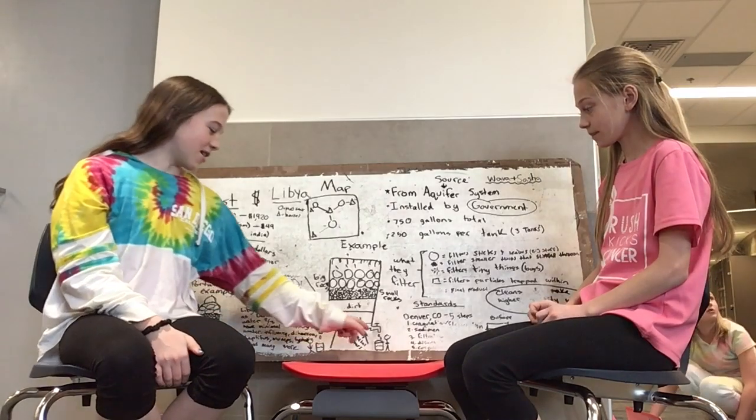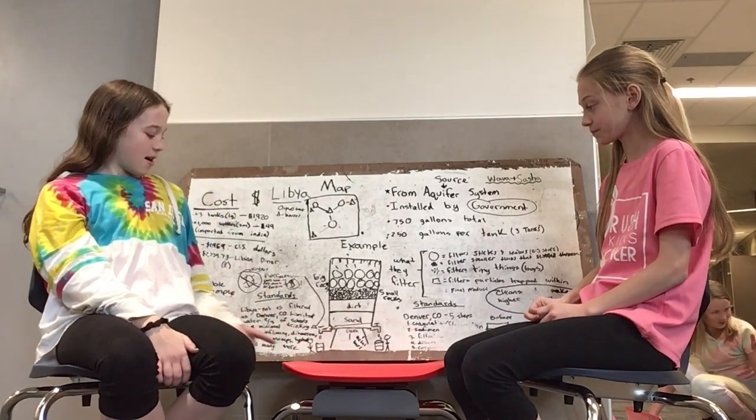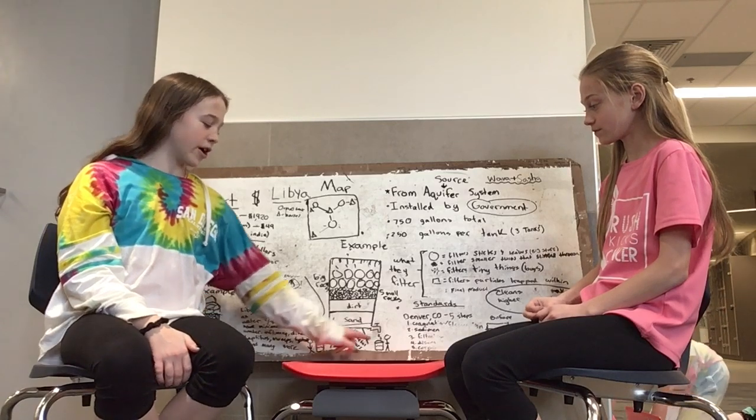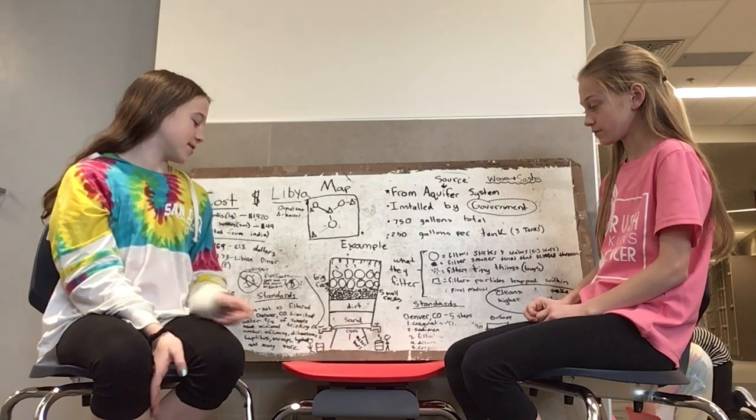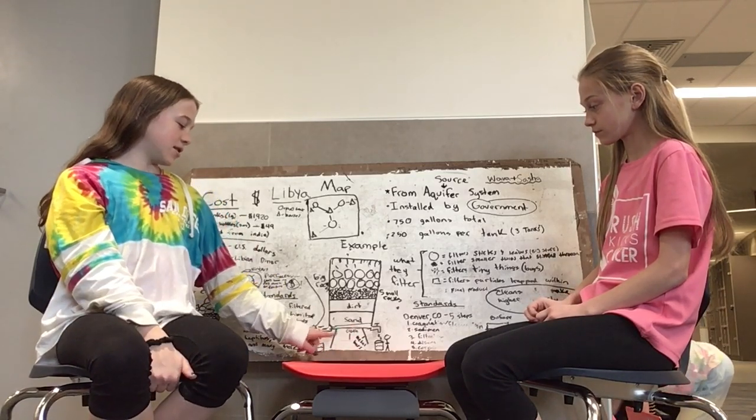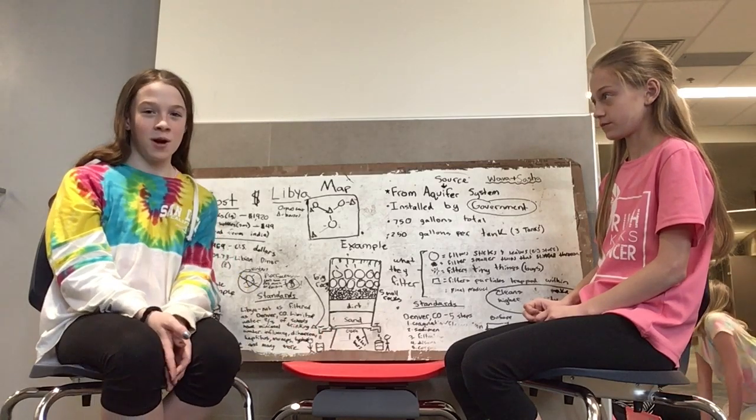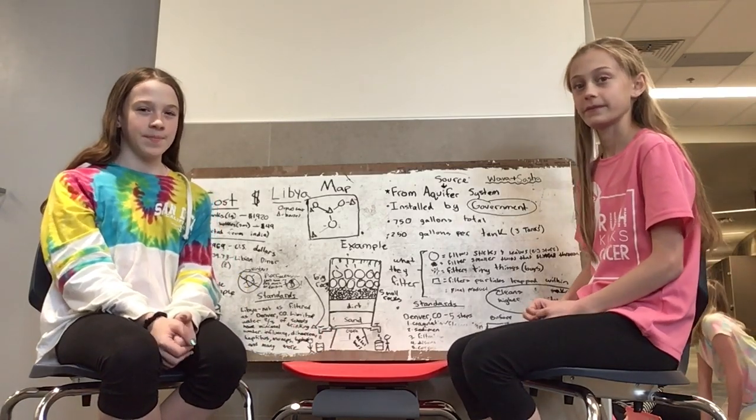There will be spigots on both sides so that people can collect water in buckets and bring it to their houses. There will be metal bars to strongly support these 250-gallon tanks.